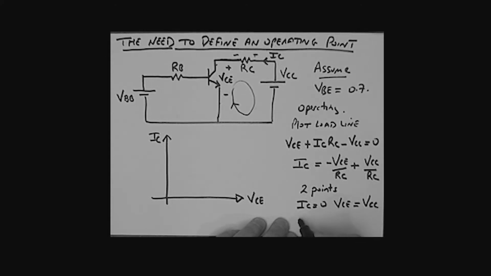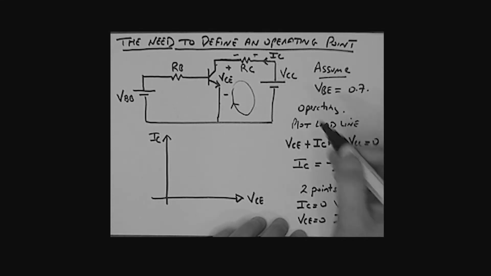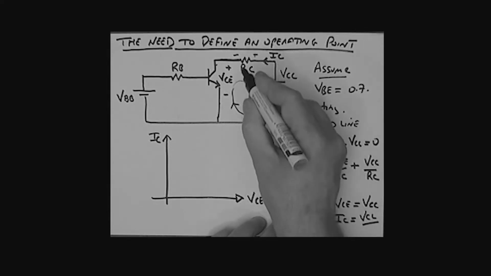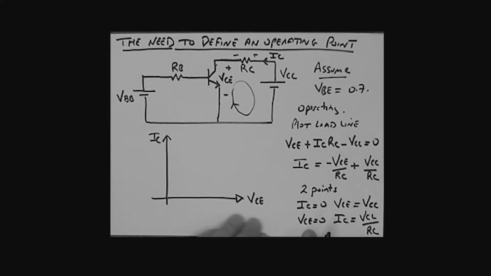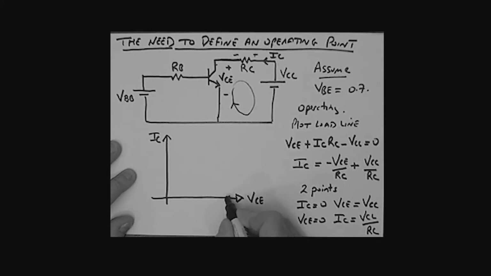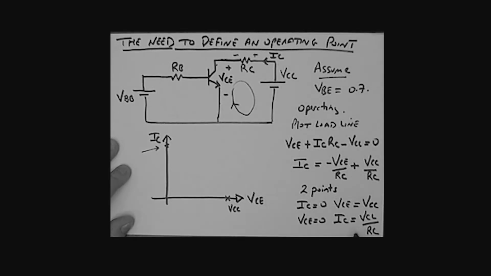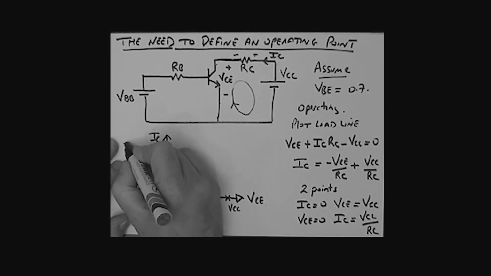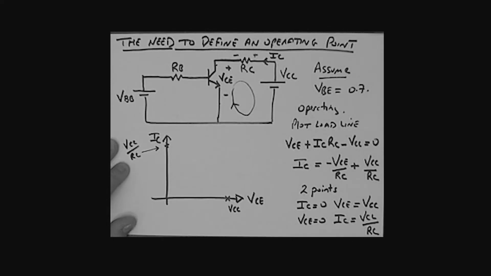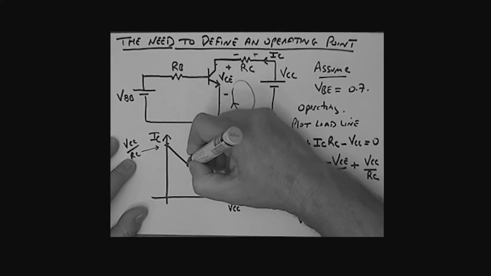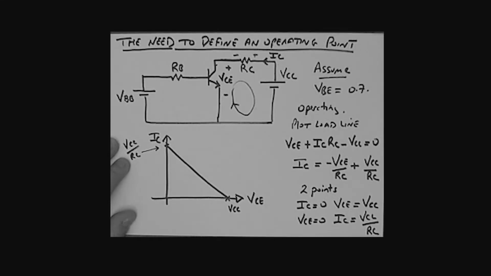All right, the other point would be what? Make VCE 0. So if VCE is equal to 0, then what is IC? IC then becomes simply the power supply, which is VCC, divided by the resistance in the circuit, which is RC. So those are my 2 points, which I can now plot here. This point here, of course, would be what? VCC, so that's my VCC point. This point here would correspond to what? It would correspond to this current, which would be what? VCC divided by RC. I could join these two together like so, and there is my load line.